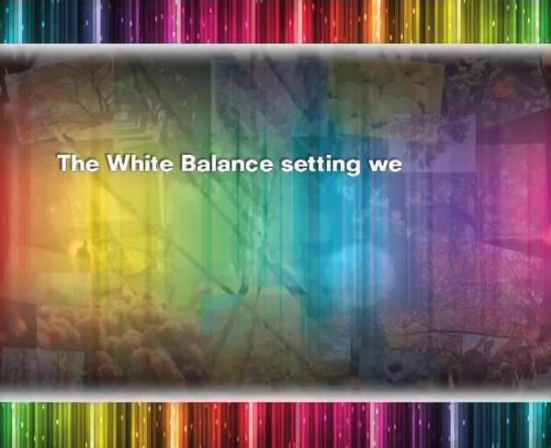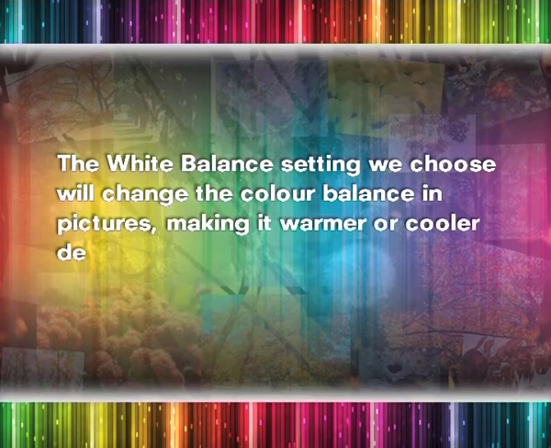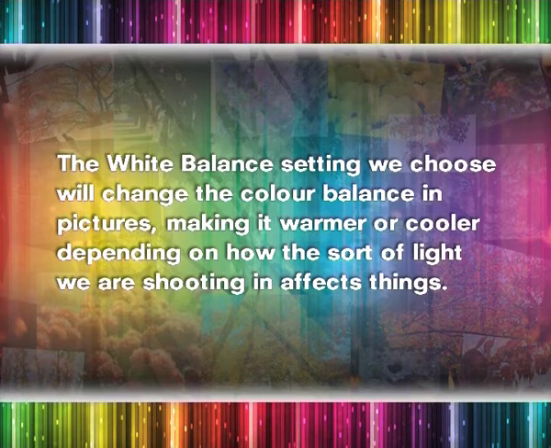Color control in digital photography. White balance explained. With the help of digital, the latest technology cameras correct the color of different types of light by using white balance. The white balance setting we choose will change the color balance in pictures, making it warmer or cooler depending on how the sort of light we are shooting in affects things.